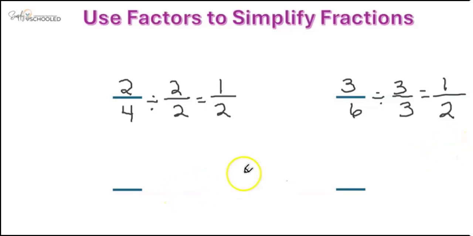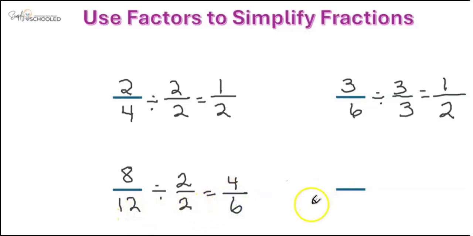Okay, let's get a little bit more difficult one that may have several factors. Let's try 8/12. Okay, well, right away, we know that 2, because it's an even number, we can divide by 2/2. 8 divided by 2 is 4. 12 divided by 2 is 6. Well, we can still simplify 4/6. So let's see if we can find a larger factor to divide by.